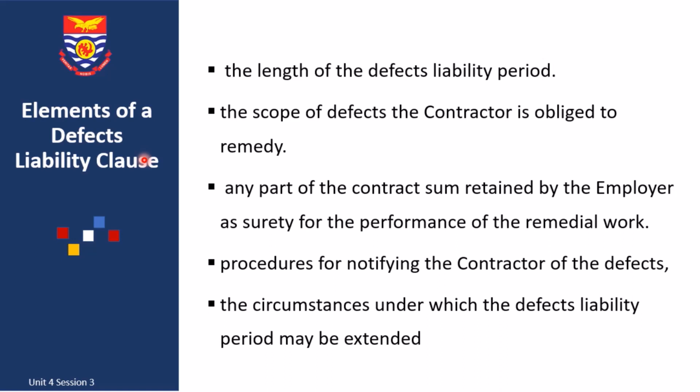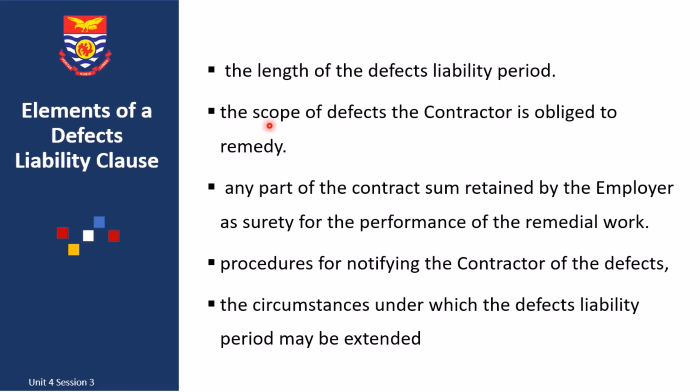Some of the elements that are incorporated into the defect liability clause include the length of the defect liability period. Usually this is determined based on the nature or the complexity of the contract being undertaken by the parties or being executed by the contractor. Then the second element is the scope of the defects that the contractor is obliged to remedy. So they have to state it, because it's not everything that is likely to be covered in the defect liability clause.